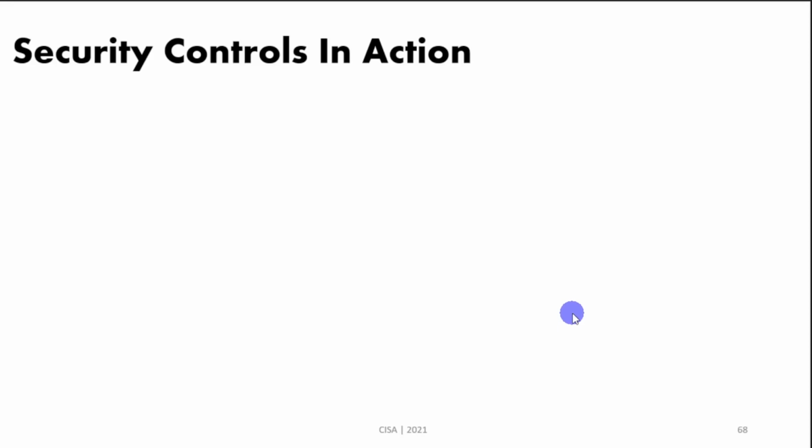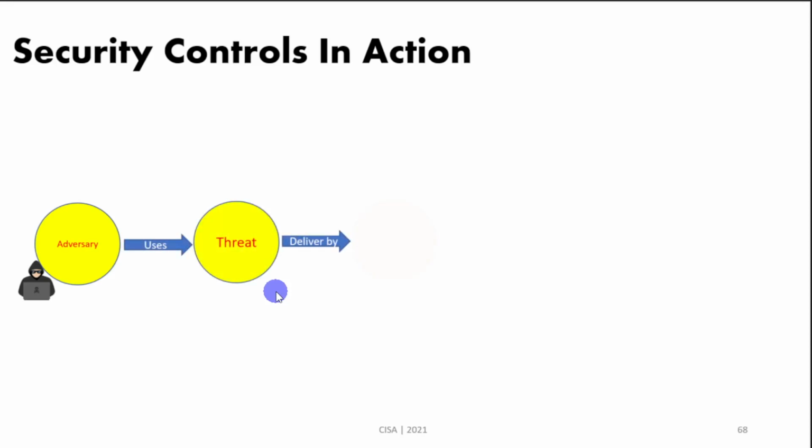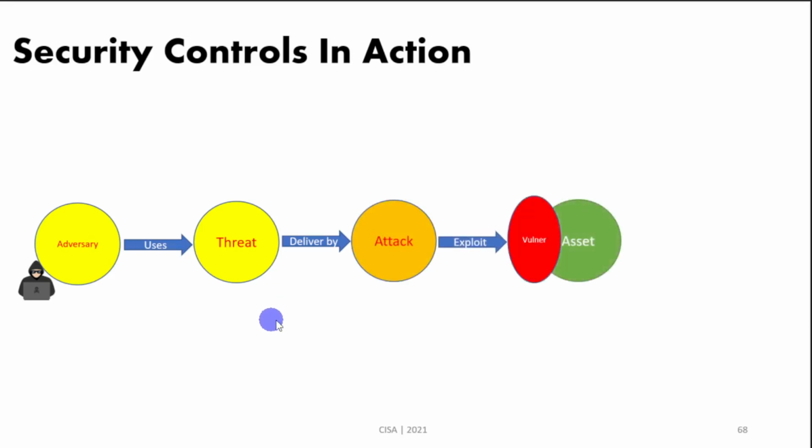Let's now understand security controls in action. We remember this graph, or this slide, which we saw in our last video, where the threat actor, which can be a script kiddie or a hacker or one of the black hat hackers, uses a threat, and this threat is delivered by an attack to exploit a vulnerability tied to an asset. Once this vulnerability is successfully exploited, we will cause an impact to this asset.